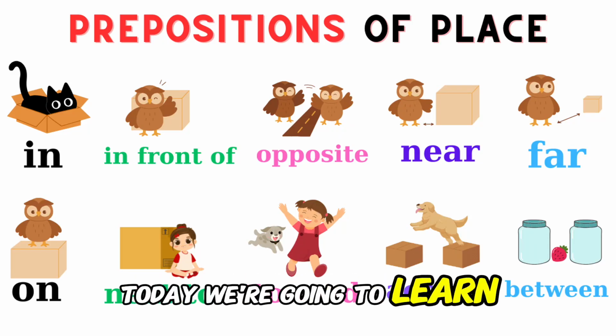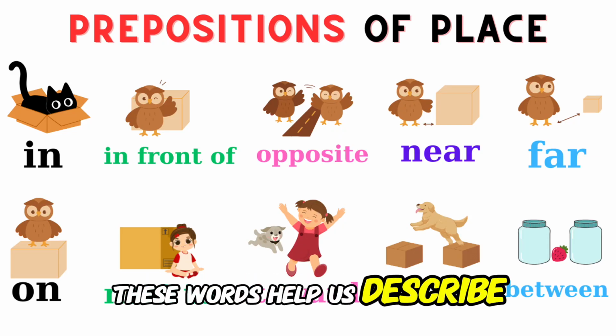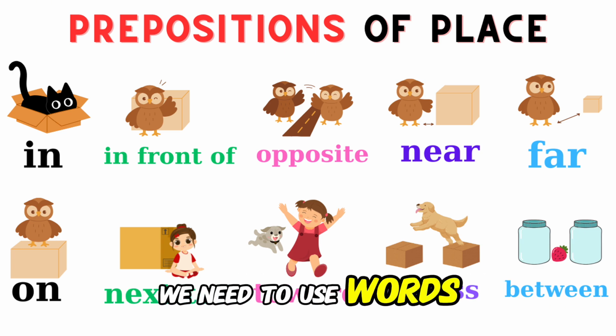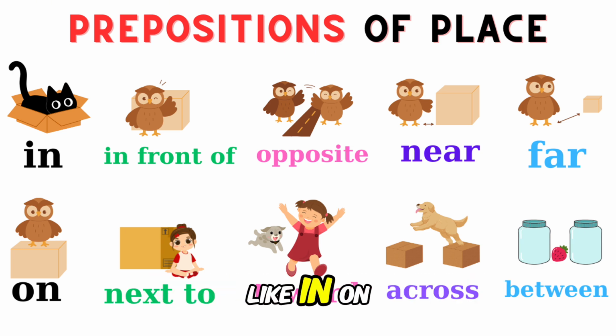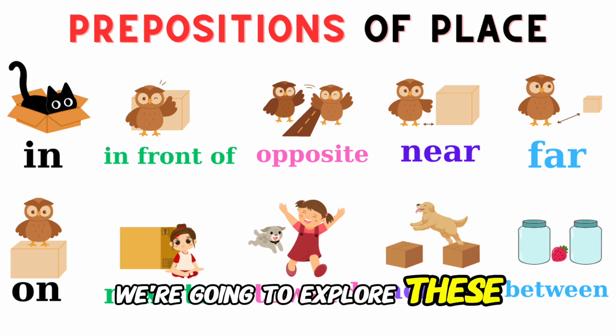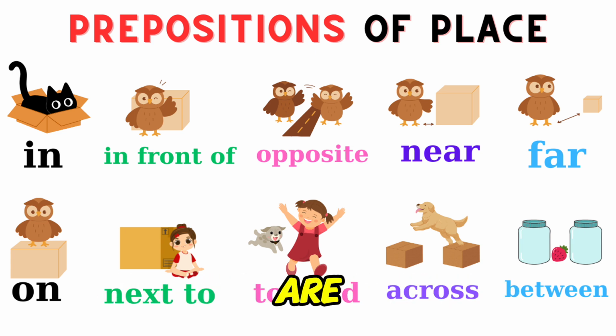Today, we're going to learn about prepositions of place. These words help us describe where things are located. We need to use words that describe location, like in, on, and under. Today, we're going to explore these words and learn how to use them to describe where things are.